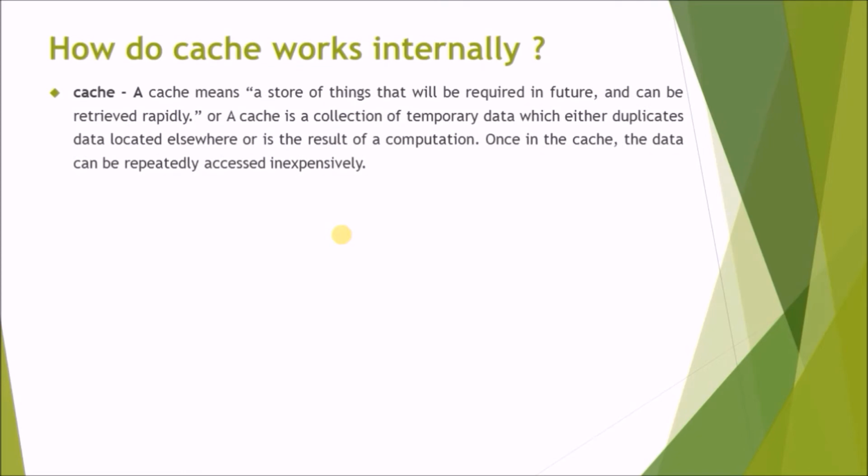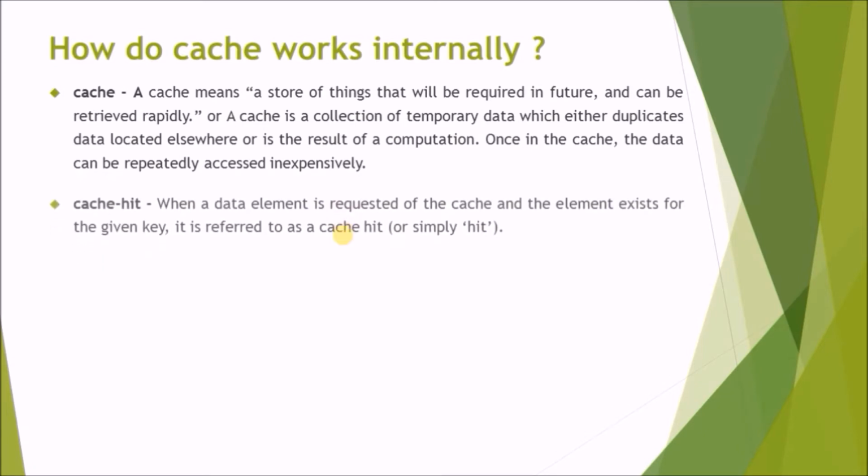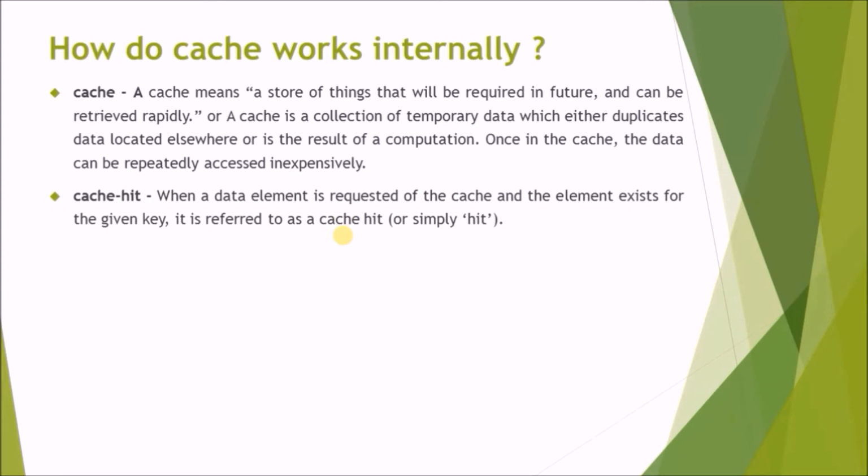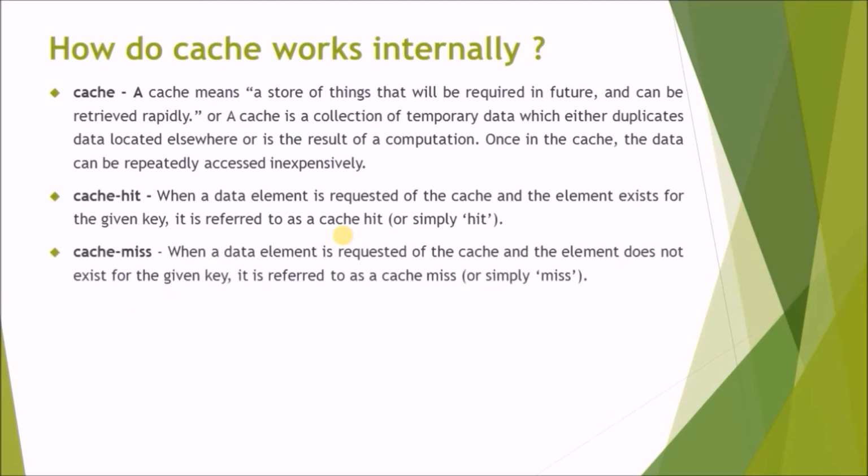Cache. A cache means a store of things that will be required in future, and can be retrieved rapidly. Or a cache is a collection of temporary data which either duplicates data located elsewhere or is the result of a computation. Once in the cache, the data can be repeatedly accessed inexpensively. Cache hit: when a data element is requested of the cache and the element exists for the given key, it is referred to as a cache hit, or simply hit. Cache miss: when a data element is requested of the cache and the element does not exist for the given key, it is referred to as a cache miss, or simply miss.